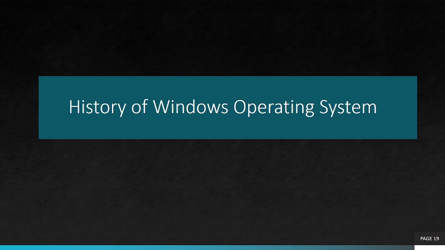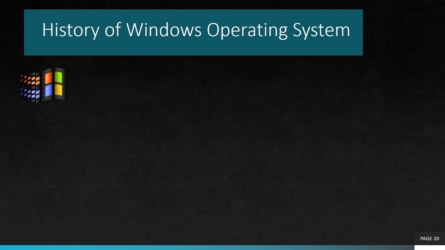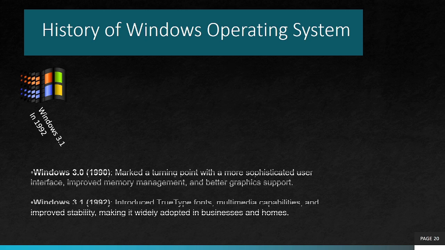The first one that we got is Windows 3.1 in the year 1992, and it has some basic features, where we have the interfaces and the multimedia capabilities and all. So Windows 3.1 is very basic for the users, and they needed it.